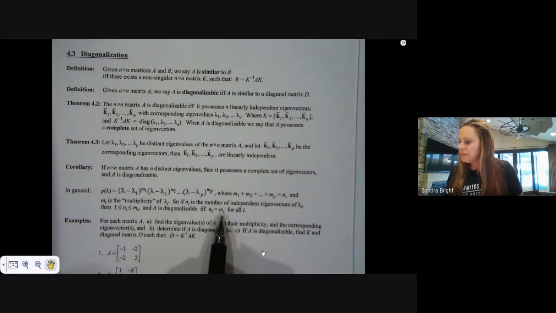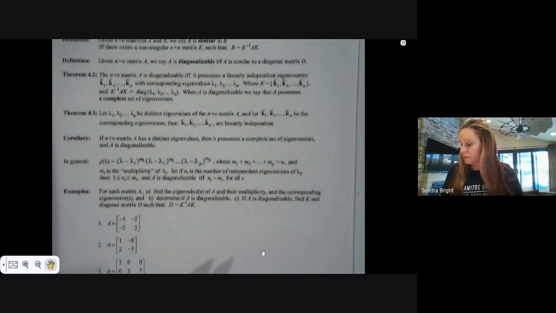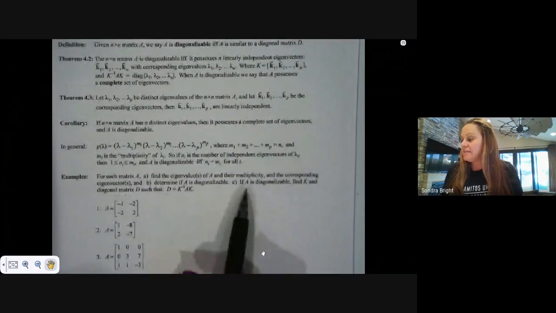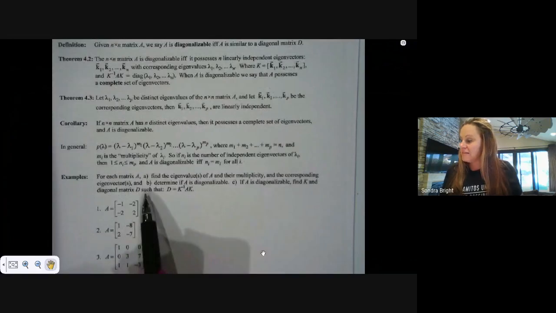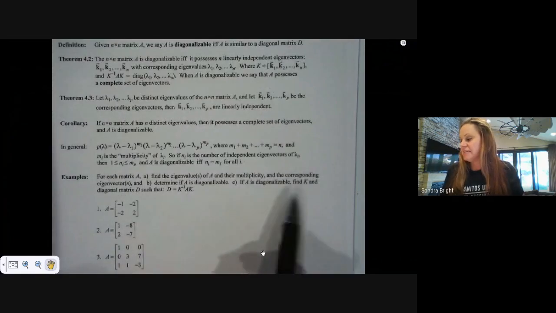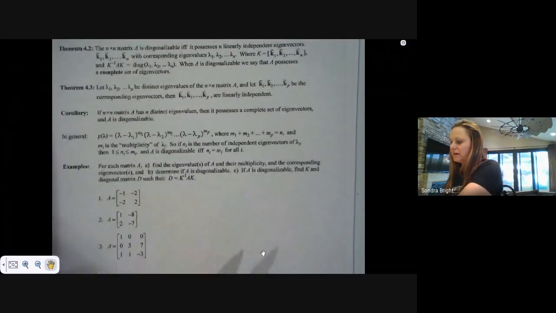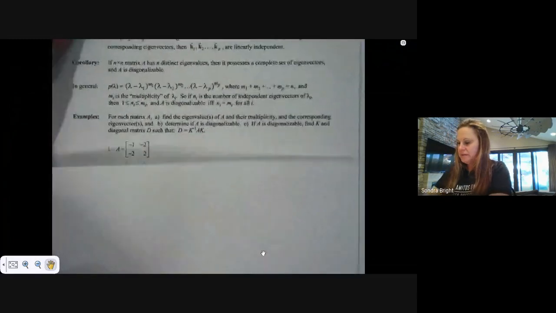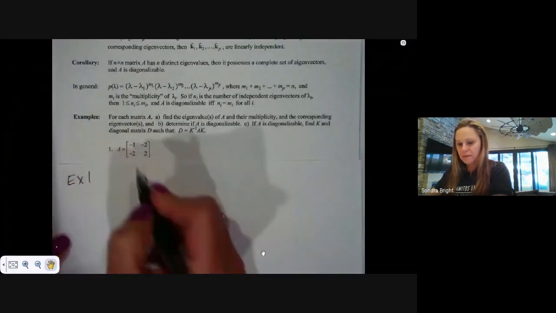All right, so let's do an example. For each matrix, we're going to find the eigenvalues of A and their multiplicity and the corresponding eigenvectors, and determine if A is diagonalizable. If it is, then we're going to find K and a diagonal matrix D such that D is equal to K inverse A K. Okay, so let's start with example 1. We're going to find all of that stuff. Try to make my hand not cover it.